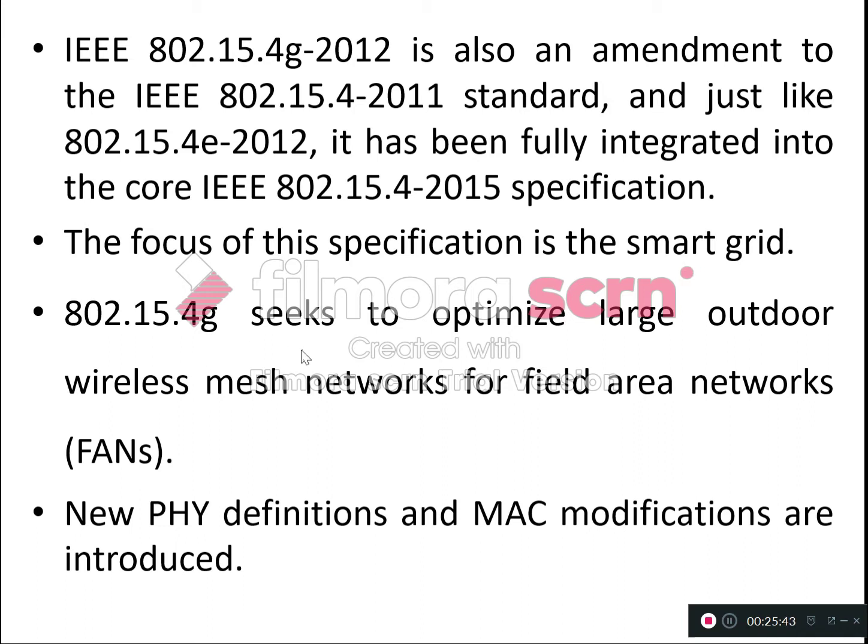So G seeks to optimize large outdoor wireless mesh networks for field area networks. So it is concentrating on the field area networks because it is a smart grid and it is obviously implemented in the field area networks. New PHY definitions and MAC modifications are introduced.